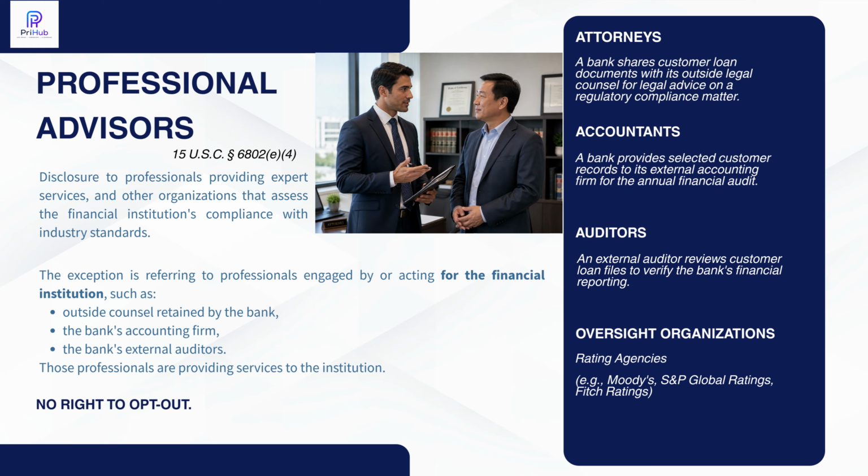Third, auditors. An external auditor may review customer loan files to assess the accuracy of the bank's financial reporting and ensure compliance with applicable requirements. Finally, rating agencies. For example, a bank may share relevant financial information with a rating agency such as Moody's or S&P Global Ratings, so the agency can assess the bank's financial condition and assign a credit rating.